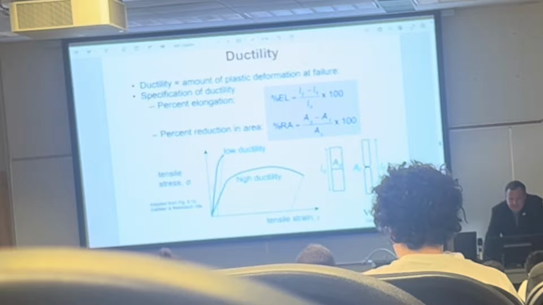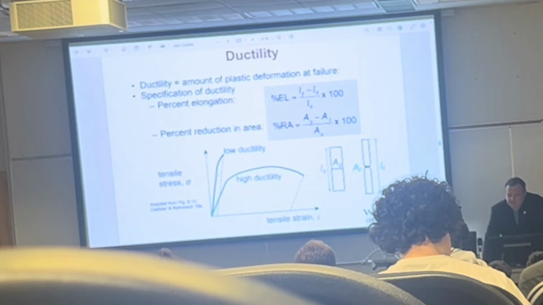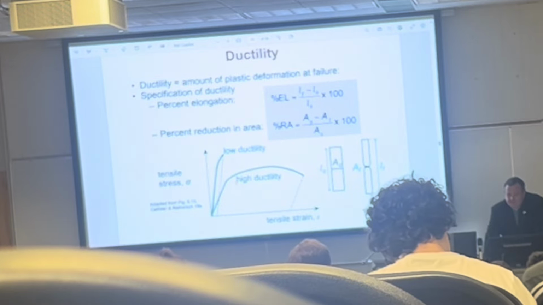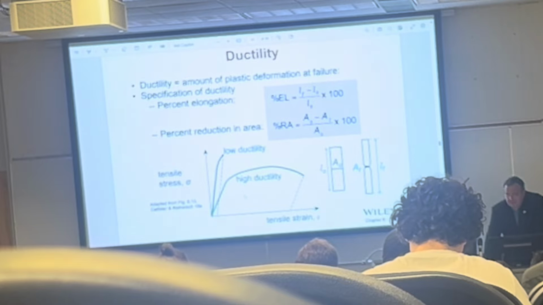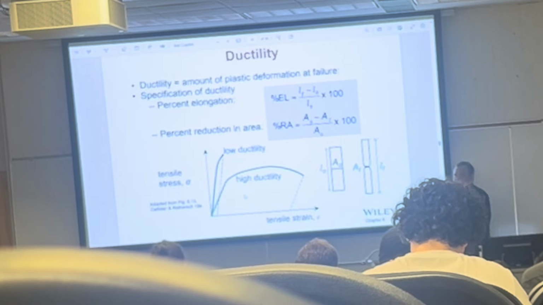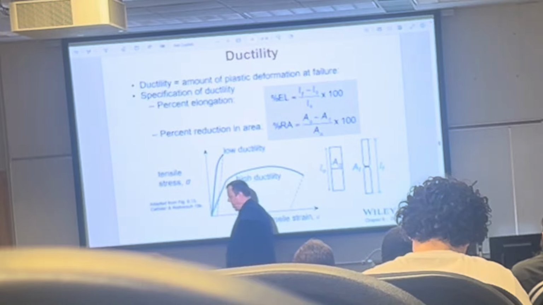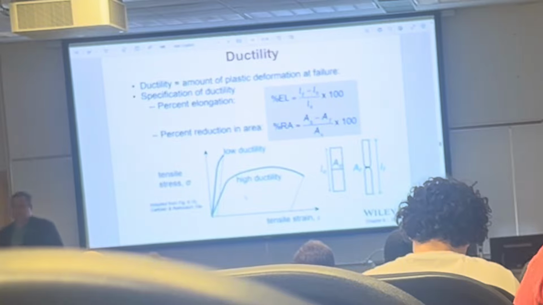So here is a sample that has a higher or lower elastic modulus than the green one. Which material has the higher elastic modulus, the blue or the green? Why? Great. What does the elastic modulus have to do with ductility?